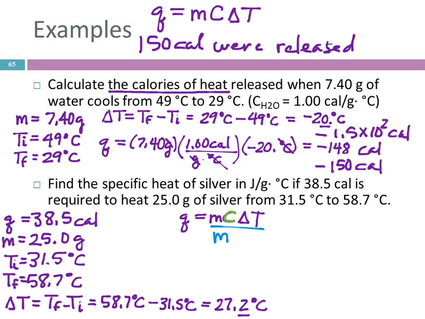So if we divide one side by m, we have to do the same thing over here. What's m divided by m? It's 1. Those cancel out. Yay, we got rid of m. We're going to get rid of delta t in the same way. If we divide by delta t over there, we have to do it over here. And the delta t's cancel out.